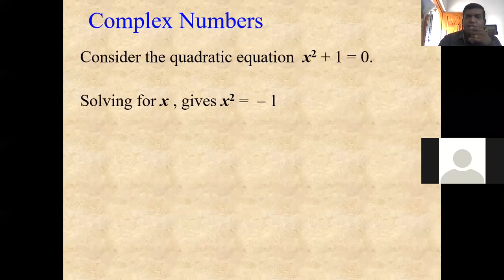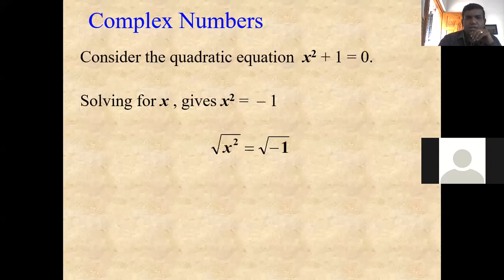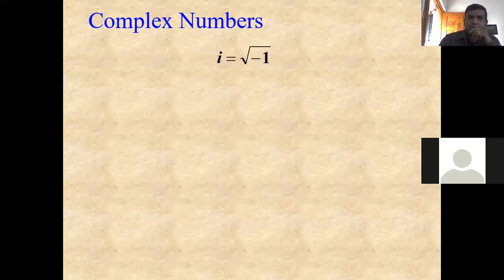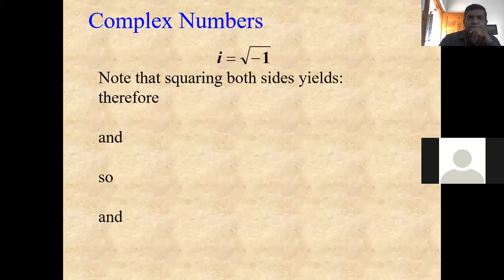Simply, it is the quadratic equation x square plus 1 equal to 0. From this, it gives x square is equal to minus 1. Taking the square root of both sides, x is the square root of minus 1. So that square root of minus 1 is denoted by iota, that is i, and it is simply a complex number.